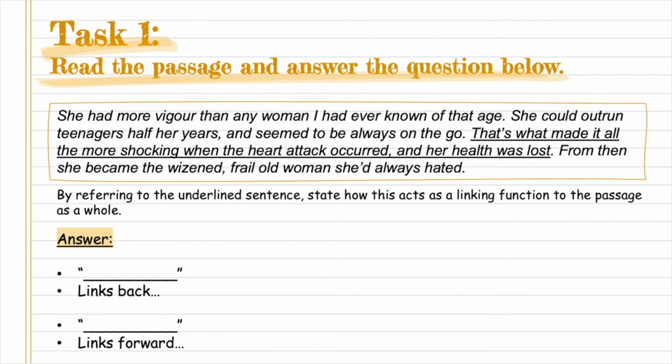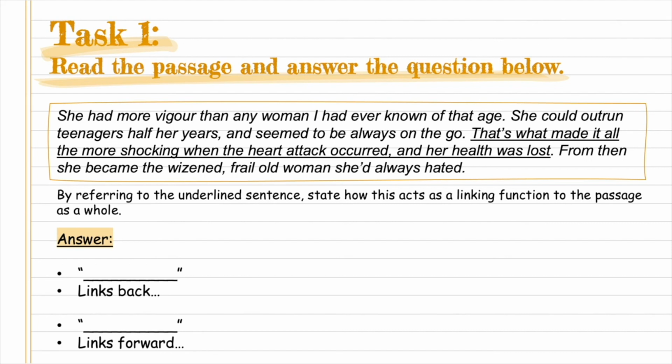Task 1 states, read the passage and answer the question below. The question says, by referring to the underlined sentence, state how this acts as a link function to the passage as a whole. The passage says, she had more vigour than any woman I had ever known of that age.